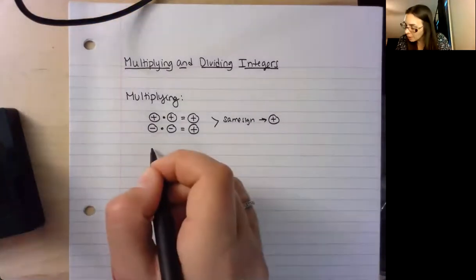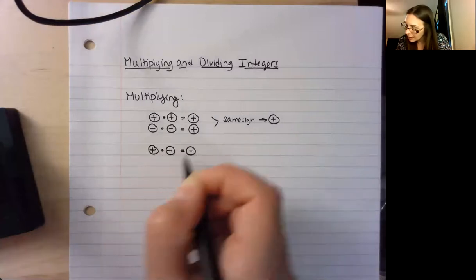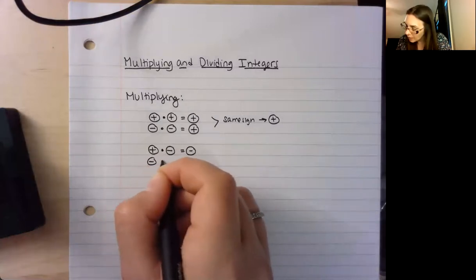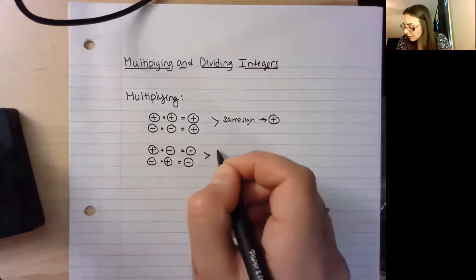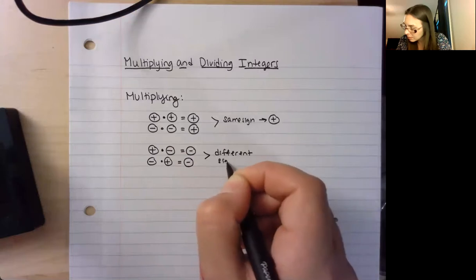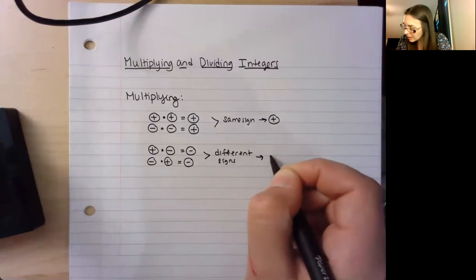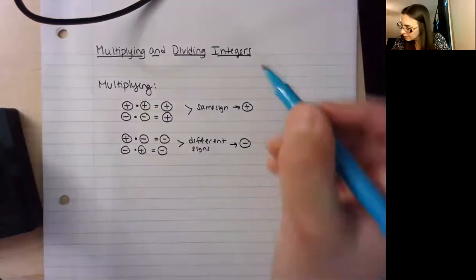If you are multiplying a positive number times a negative number, you get a negative answer. And if you have a negative number times a positive number, you have a negative answer. So you're going to notice that if you have different signs, your answer is negative. So let's just do a couple quick examples here.